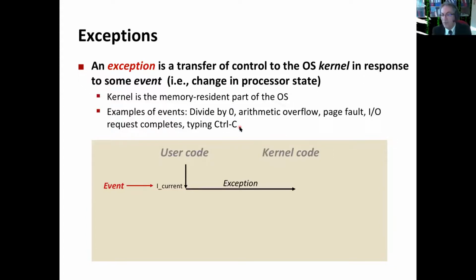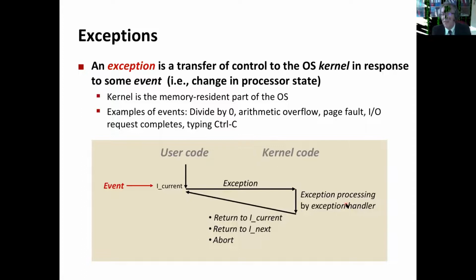Okay, when an exception happens, then you check the kernel for how to handle this. So we have this exception handler, which is again a fancy way of talking about this, and actually similar to a function call. And then this exception handler code would be working. And then after that, you have three possibilities. You may return to execute the current instruction, you may return to the next one, or you may abort.